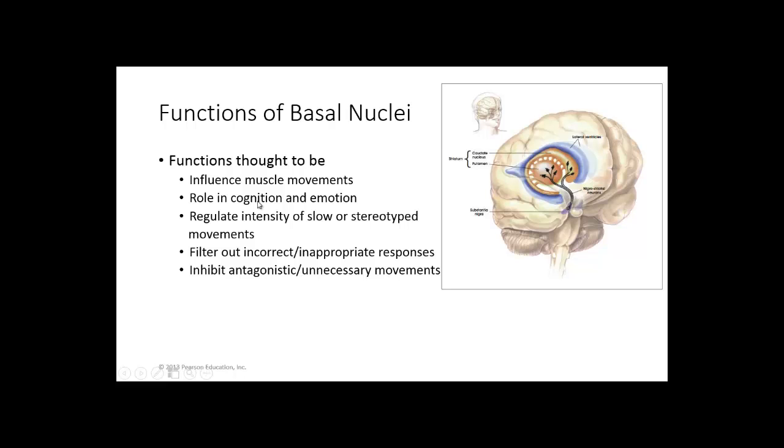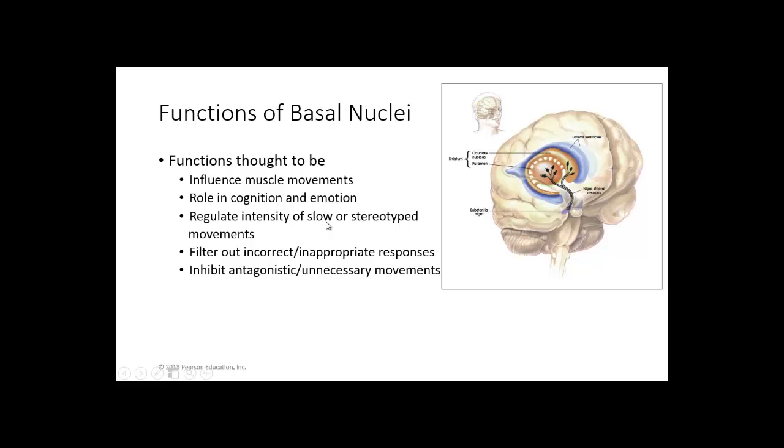And cognition, which is the ability to think, and our emotions are somewhat dictated by the basal nuclei, and our intensity of slower stereotyped movements. What that means is simply like walking. That's a stereotyped movement. We usually swing our arms and move our legs in a stereotyped manner when we walk, and how we do that is controlled by the basal nuclei.